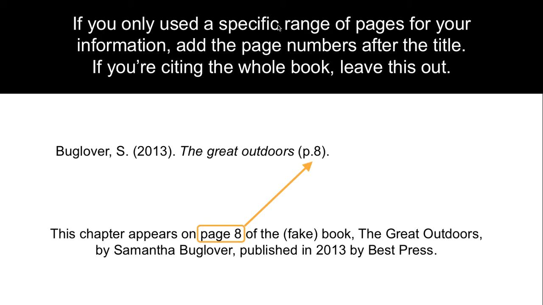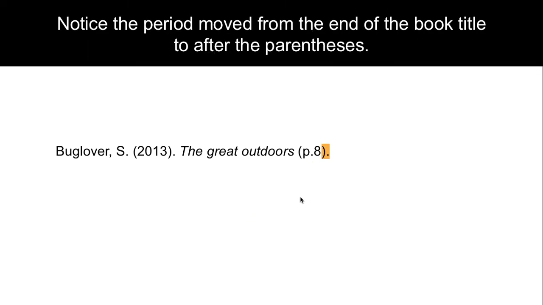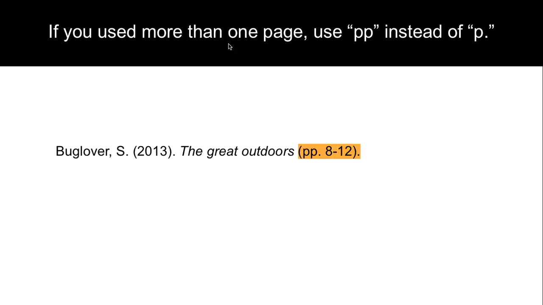If you only used a specific range of pages for your information, add the page numbers after the title. If you're citing the whole book, leave this out. Notice the period moved from the end of the book title to after the parentheses. If you used more than one page, use pp. instead of p.